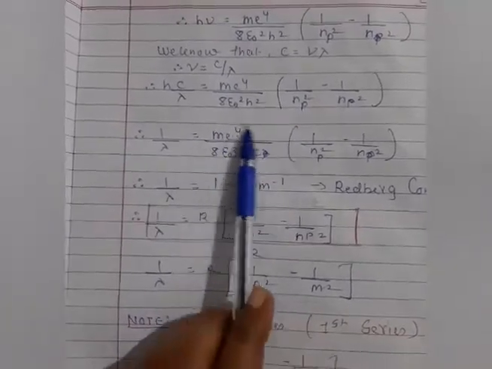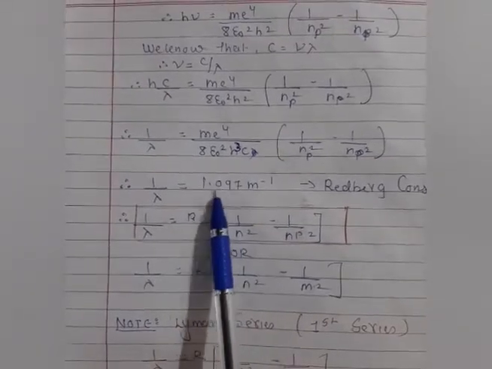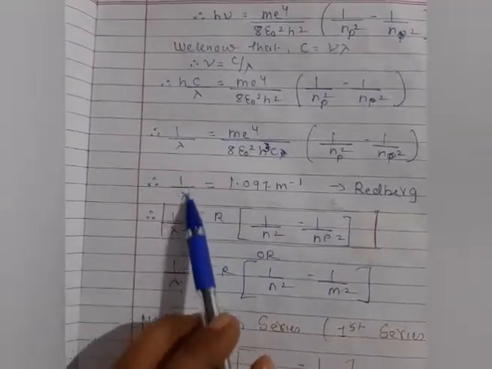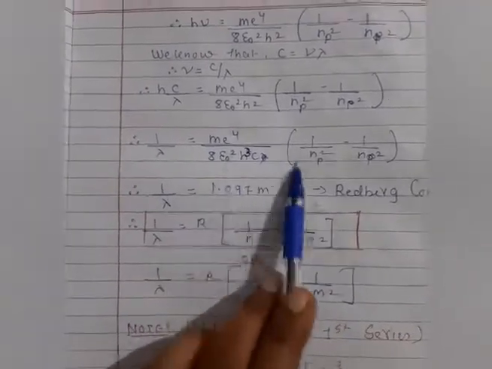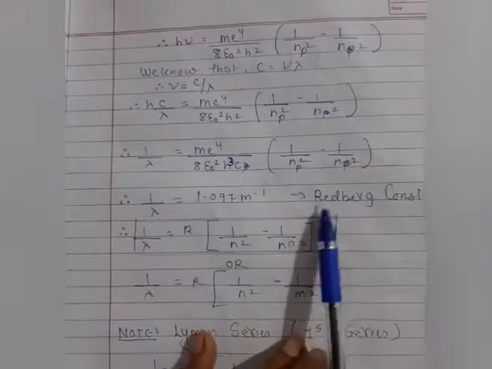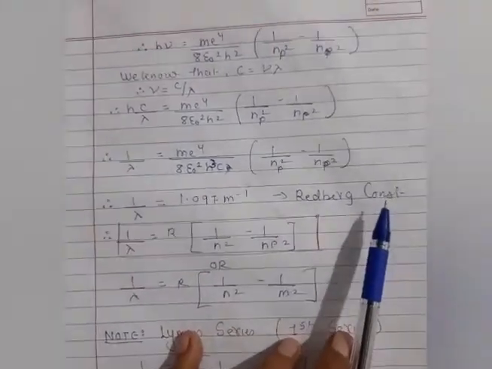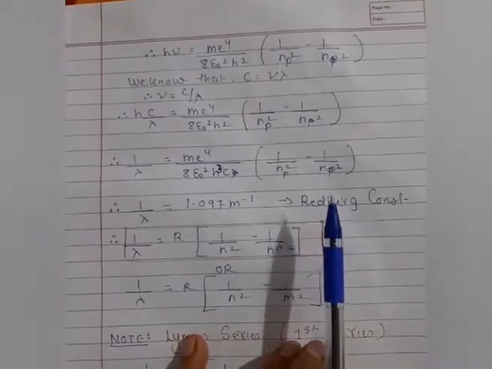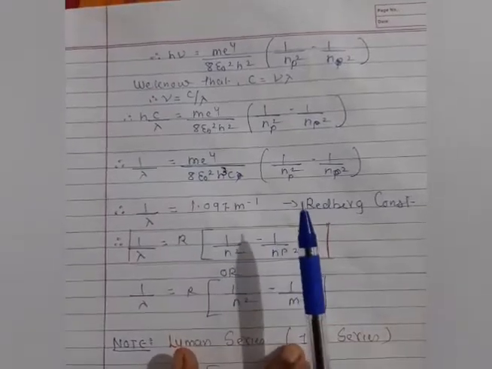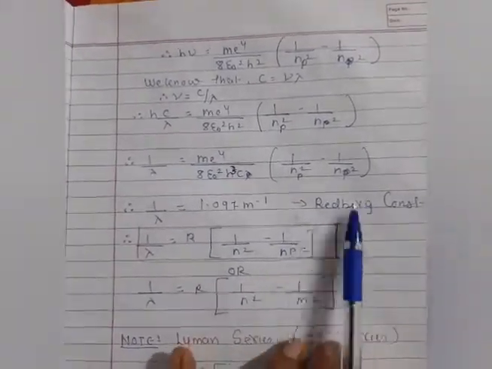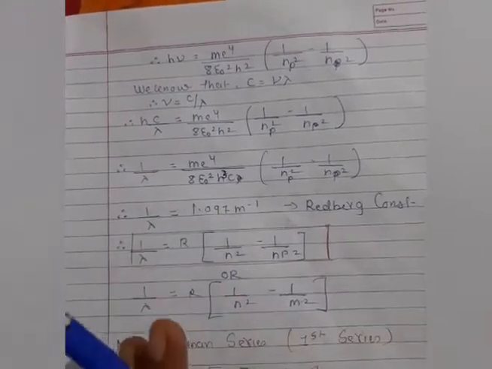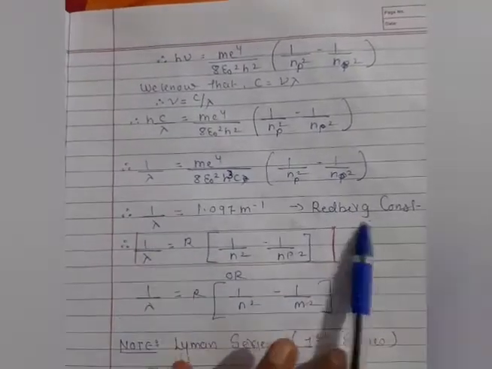When we do this calculation, students, we get the value 1.097 times 10 to the 7 meter inverse. It means per meter, because 1 by lambda is the wavelength. This constant value was given by a very famous scientist, as you know, and I have already explained this concept: it is known as the Rydberg constant. I already explained that Balmer's second formula was extended by Rydberg, who wonderfully explained the wavelength of the different series, because he took a common formula for all the different series.